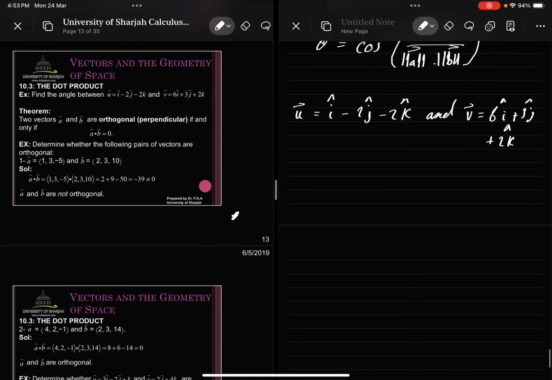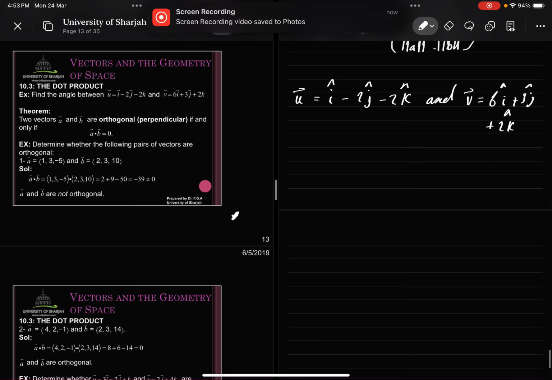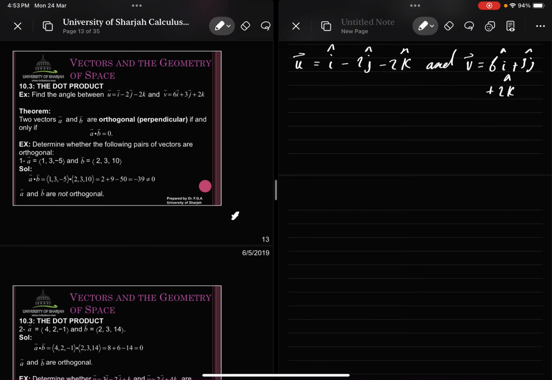Okay, so this is part 2. Let us continue from here. We stopped in this example. So here he wants us to find the angle.